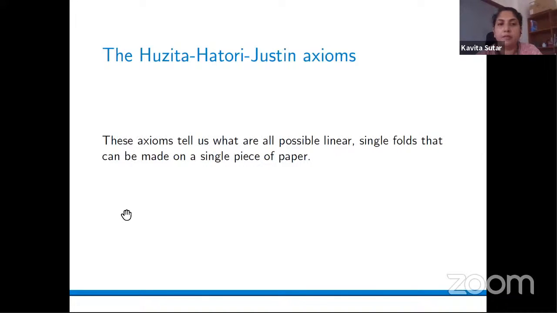Fujita was the one who first came up with the first 5 axioms. Then people slowly started to discover even more axioms. Hatori and Justin: axiom number 7 was found by both of them at different points of time, so their names are also added here. Axiom 6, which is the Belloc fold, is thanks to Margarita Belloc, the one that I mentioned earlier. So there are these 7 axioms that I would like to now describe to you.